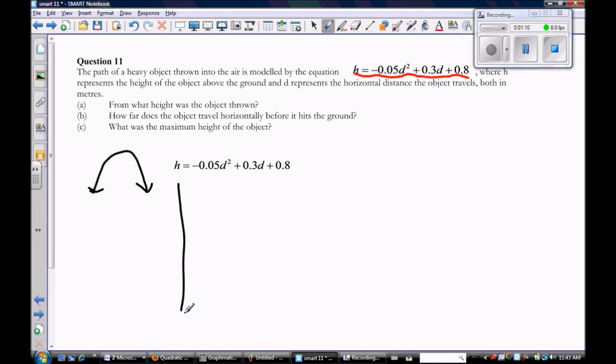If I were to make a quick little diagram to help me later on, I'm measuring horizontal distance and I'm measuring vertical distance. One is called d for distance and one is called h for height.